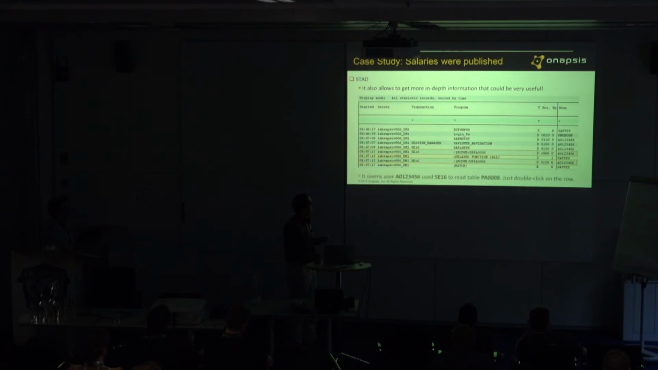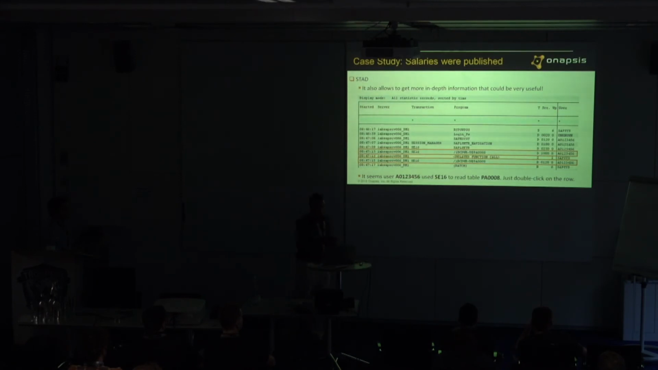Here we find something. Somebody started the transaction SE16, which is used to query tables. And here we see that this person accessed the table PA0008. So this is what we have. And we also have the user. The STD transaction provides this information.